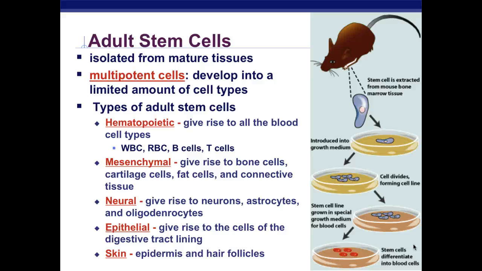You have your mesenchymal, which give rise to your bone cells, cartilage cells, fat cells, and connective tissue. You have your neural cells, which give rise to your neurons, your astrocytes, and your oligodendrocytes. You have your epithelials, which give rise to cells of the digestive tract, and then your skin stem cells, which will give rise to your epidermis and your follicles.